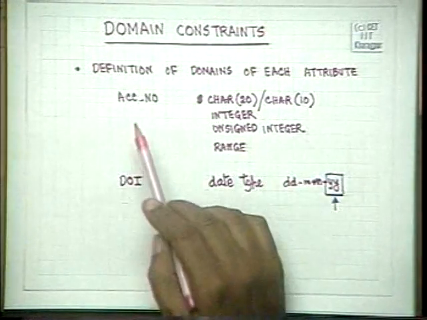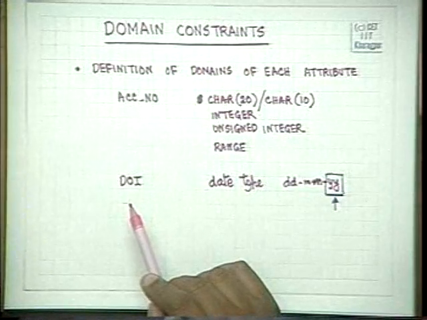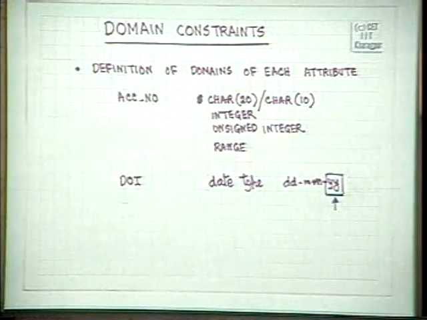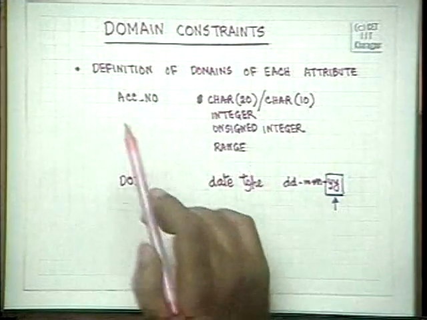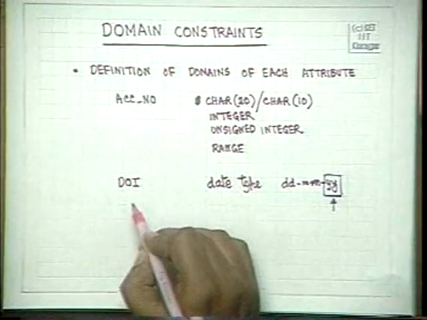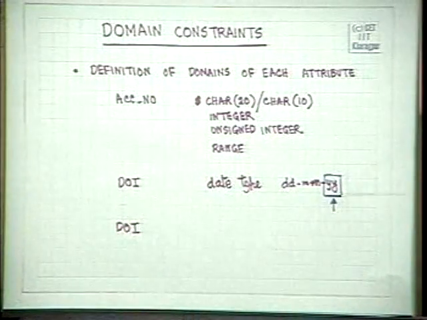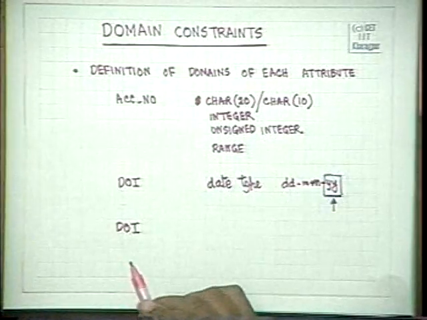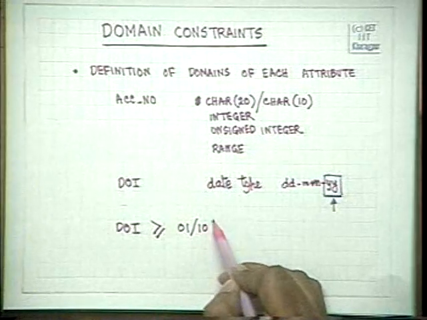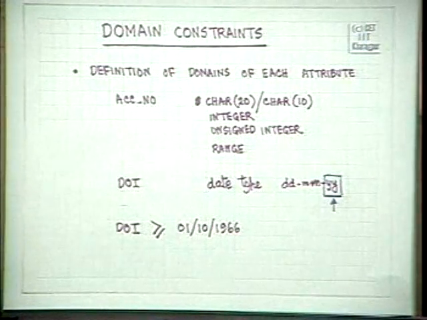So, the accuracy of specification of the attribute is the first and very important thing in the domain constraint. Along with these, you can specify some additional constraints which must hold on the domains. For example, if the library was started from a particular date, then the date of issue at every moment must be greater than or equal to some particular date. So, this check must be there.